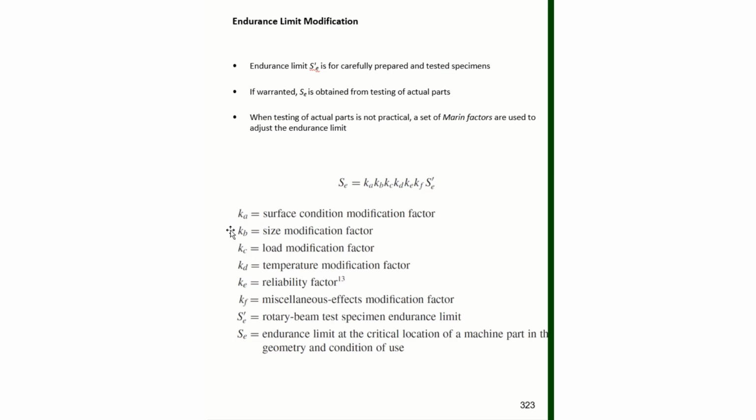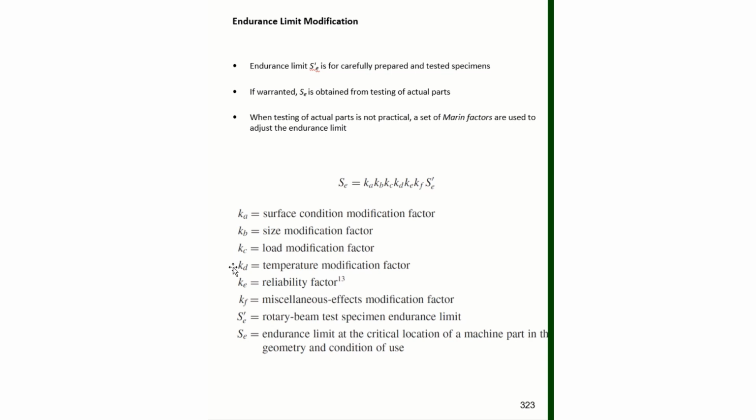Kb is the size modification factor. Moore built his beam for a round rotating bar, and if we have a different geometry than that, we need to account for the size. Kc is the load modification factor. This is where if we have bending, torsion, and an axial load, how do we modify the endurance limit?